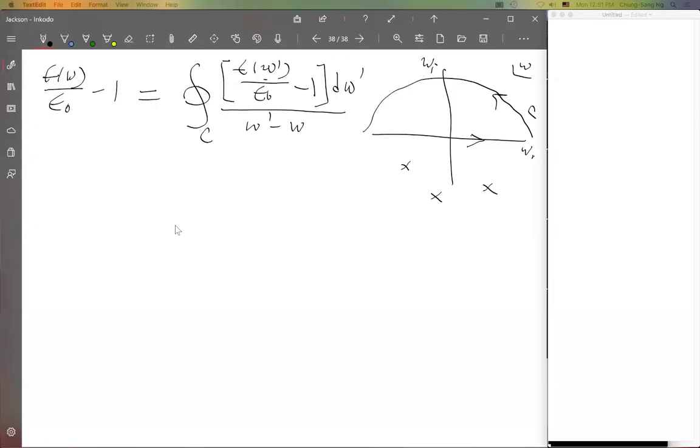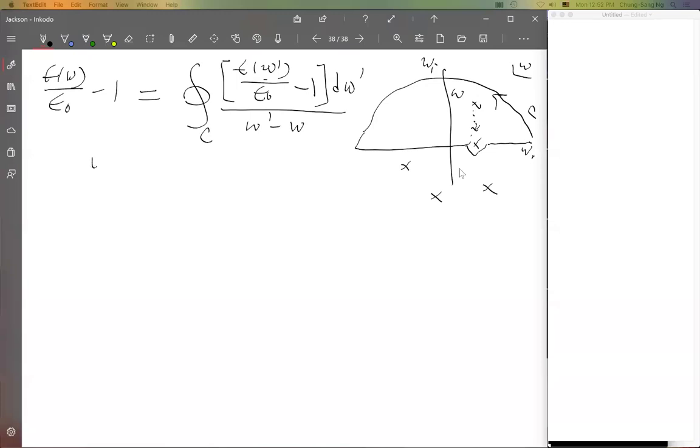Now the idea is, this applies to any omega within this loop, but then what we will do is move this omega, consider omega going down and approaching the real axis. Finally we'll move the omega right onto the real axis with just an infinitesimal positive imaginary value. So what we'll do is like that.